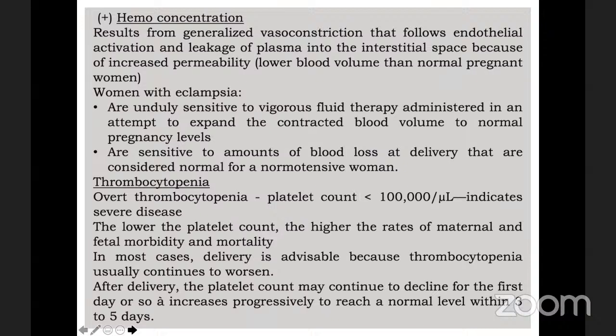Thrombocytopenia. Overt thrombocytopenia, a platelet count of less than 100,000 per microliter, indicates severe disease. The lower the platelet count, the higher the rate of maternal and fetal morbidity and mortality. In most cases, delivery is advisable because thrombocytopenia usually continues to worsen. After delivery, the platelet count may continue to decline for the first day or so, then increase progressively to reach a normal level within 3 to 5 days.